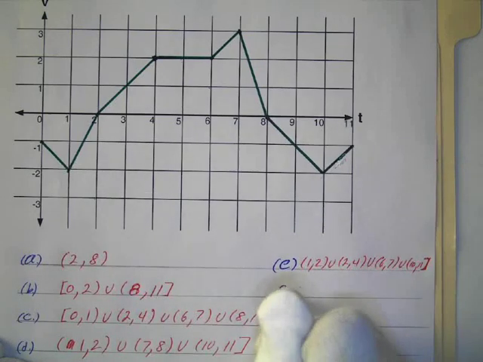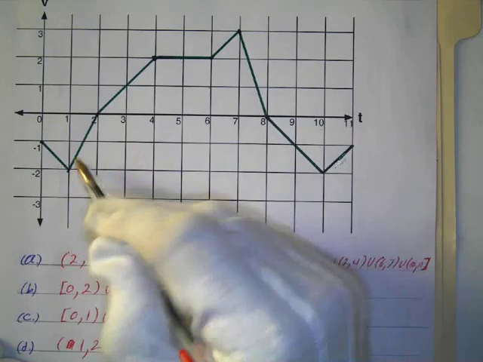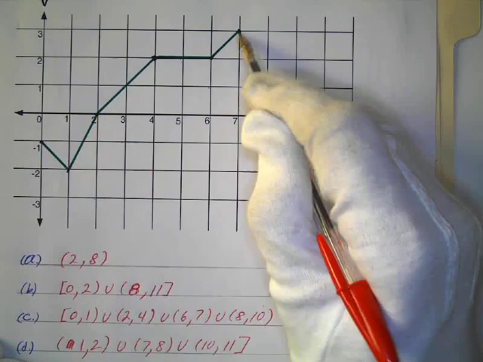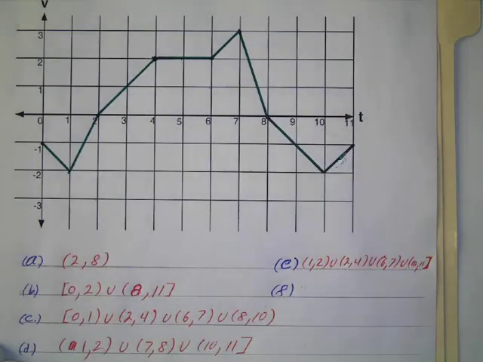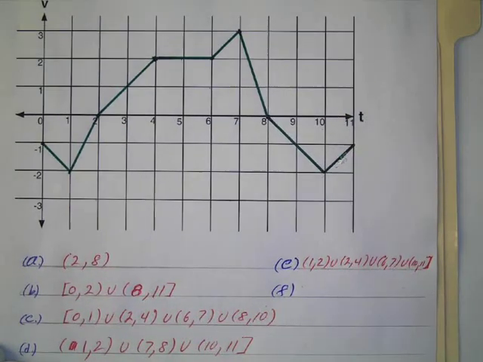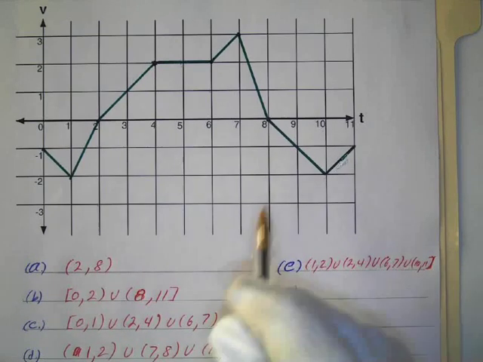Letter F. So that's pretty much when we're going uphill. Uphill here, uphill here, uphill there, and uphill there. That's when the acceleration is positive, when that's the slope of the velocity. We just have to be careful on the endpoints of these intervals.